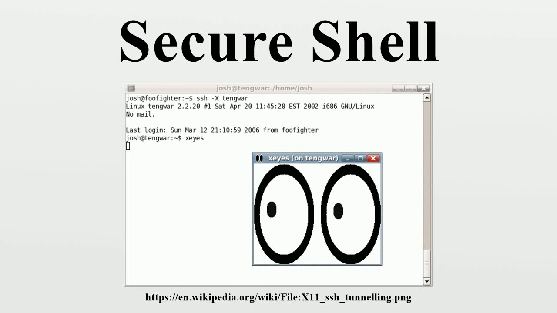Secure Shell, or SSH, is a cryptographic network protocol to allow remote login and other network services to operate securely over an unsecured network. SSH provides a secure channel over an unsecured network in a client-server architecture, connecting an SSH client application with an SSH server. Common applications include remote command line login and remote command execution, but any network service can be secured with SSH.